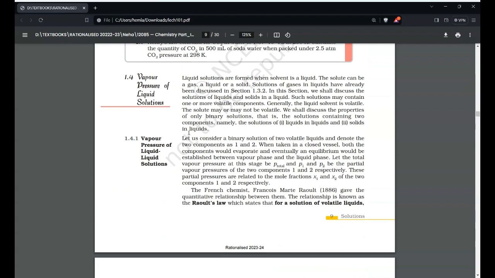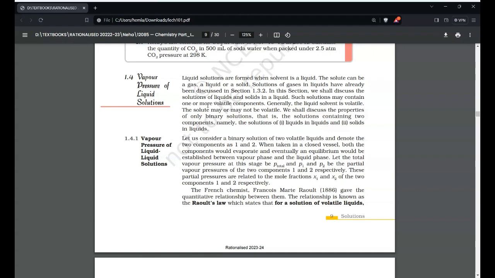Next topic is vapor pressure of liquid solutions. Liquid solutions are formed when solvent is liquid. The solute can be a gas, a liquid, or a solid. Solutions of gases in liquid have already been discussed in section 1.3. पहले का section. In this section, we shall discuss the solutions of liquid and solid in a liquid.